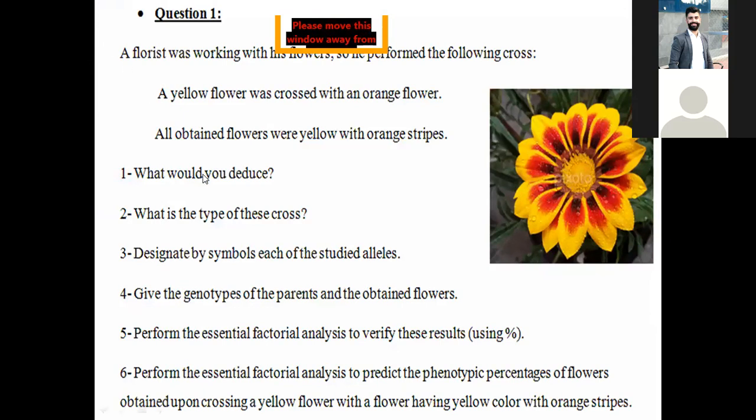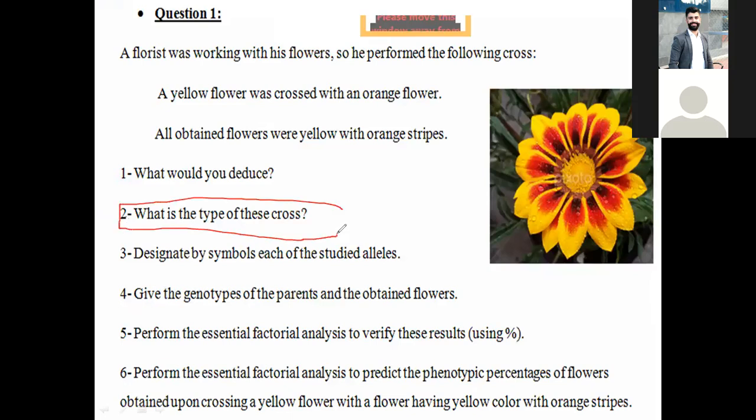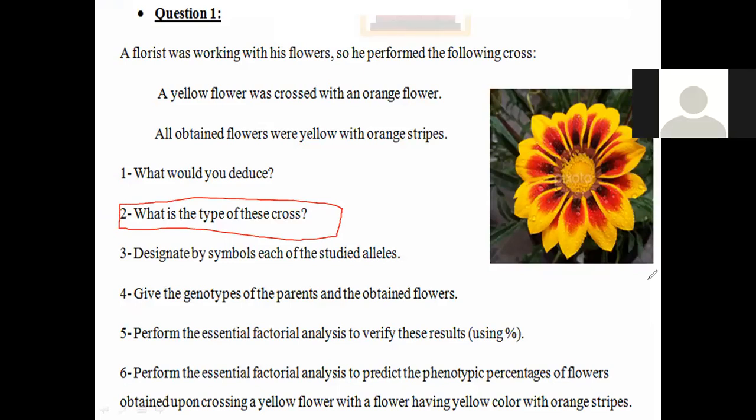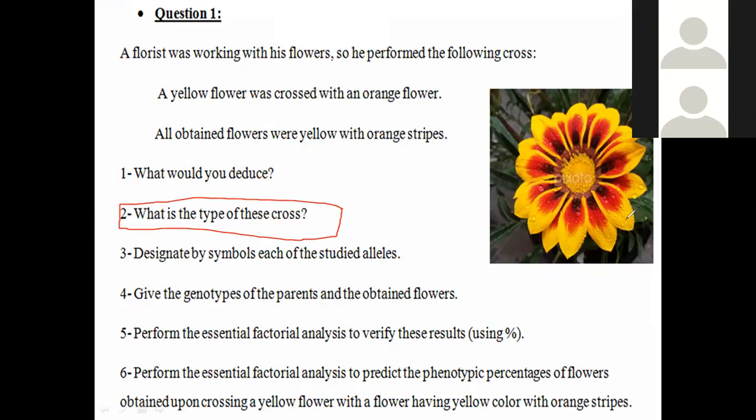So what is the type of this cross? The parents are pure. So what is the type of this cross? Yes, I need new hands and new voices. Yes, Abbas, when the parents are pure, what do we call this cross? Self cross, test cross, monohybrid cross? Yes, Abbas. What is the type of this cross?